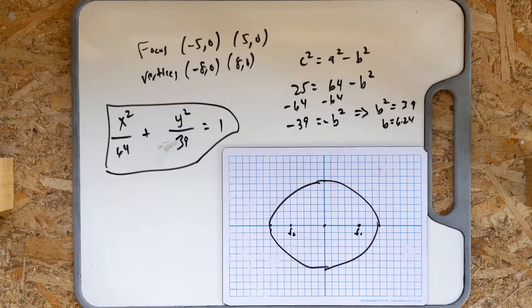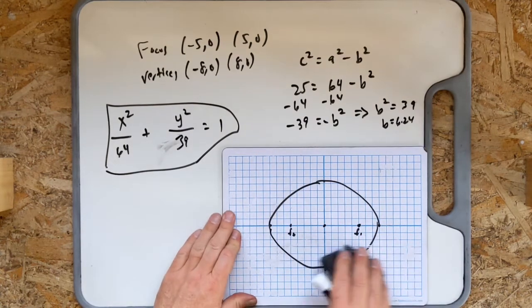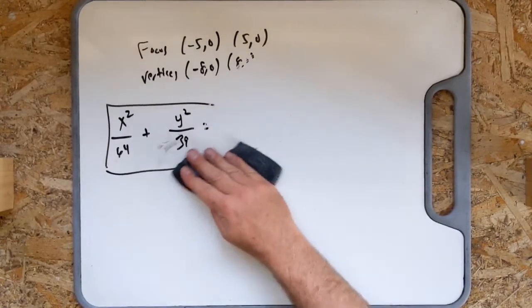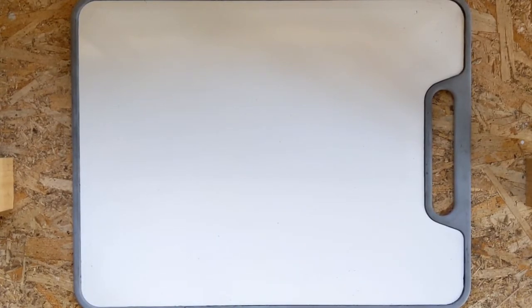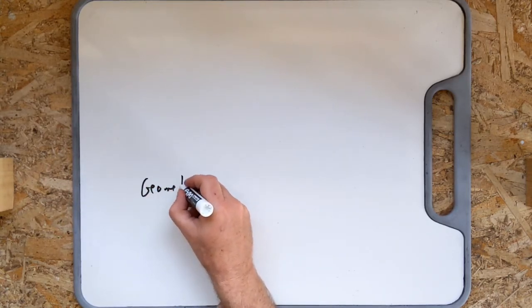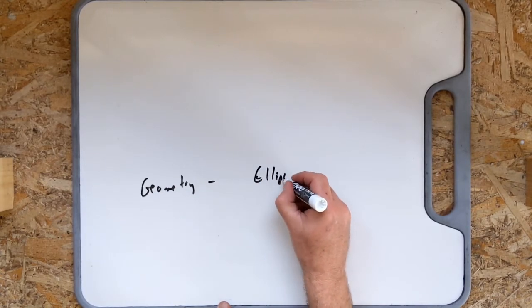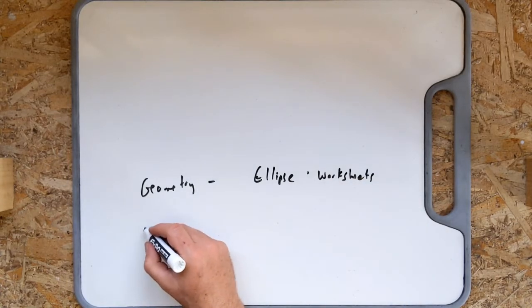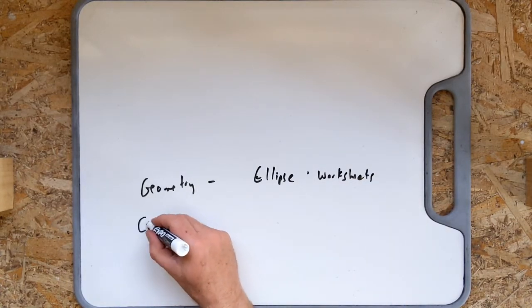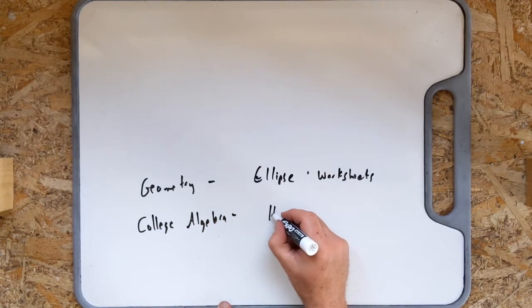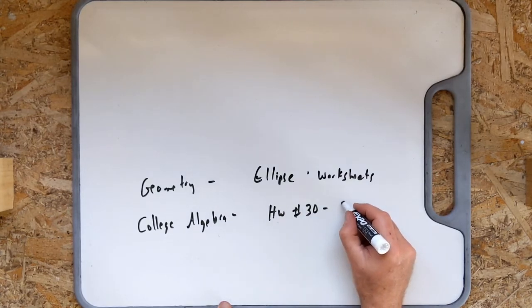All right, that's it. Erase this here. I'm going to put down the homework now. The homework is basically just graphing of these things and getting the equations from the graphs. So for geometry, just do the ellipse worksheets, no book homework. For college algebra, do homework number 30, which is called ellipses.